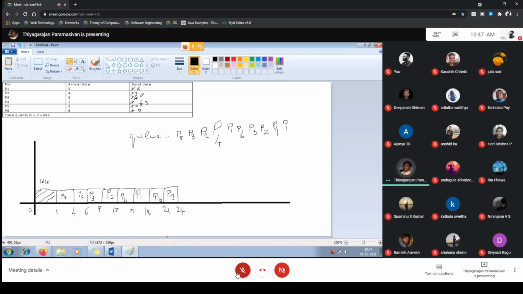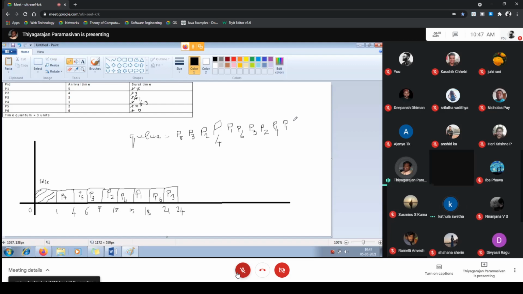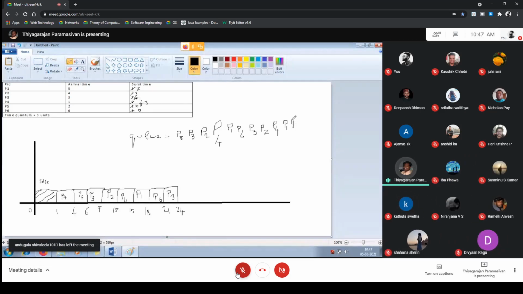Do you agree with me? Yes, sir. So now check whether P3 has completed its execution. No, P3 has not completed its execution. We still have 1 unit left. So you have to add it at the end of the queue. So last, we have to add P3.